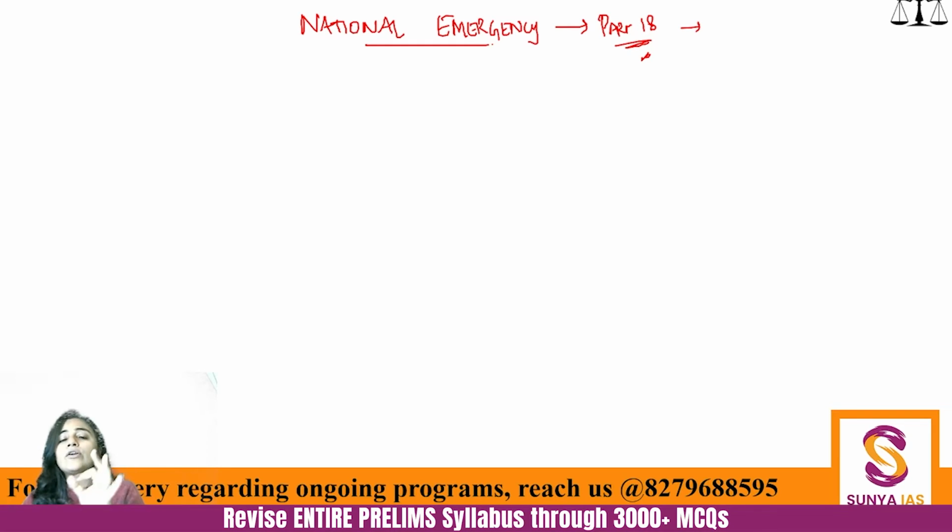The article for national emergency is 352. The article for national emergency is 352. There is no way to remember this. You need to remember this by heart.